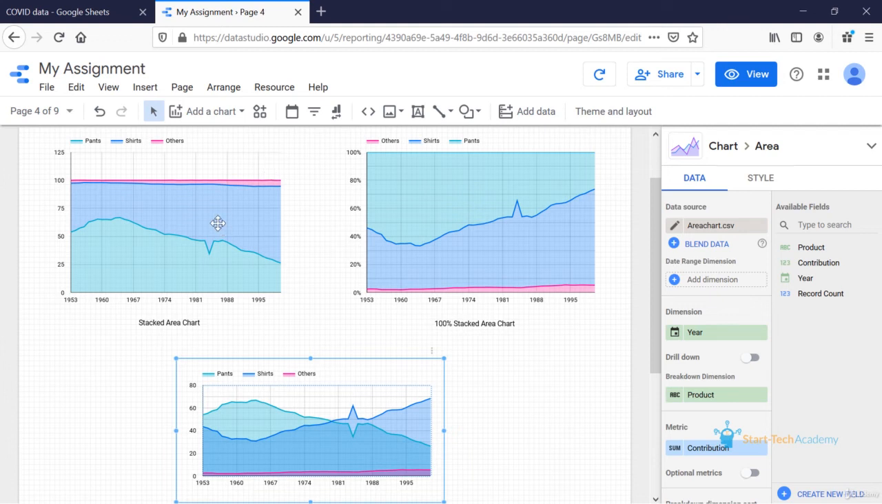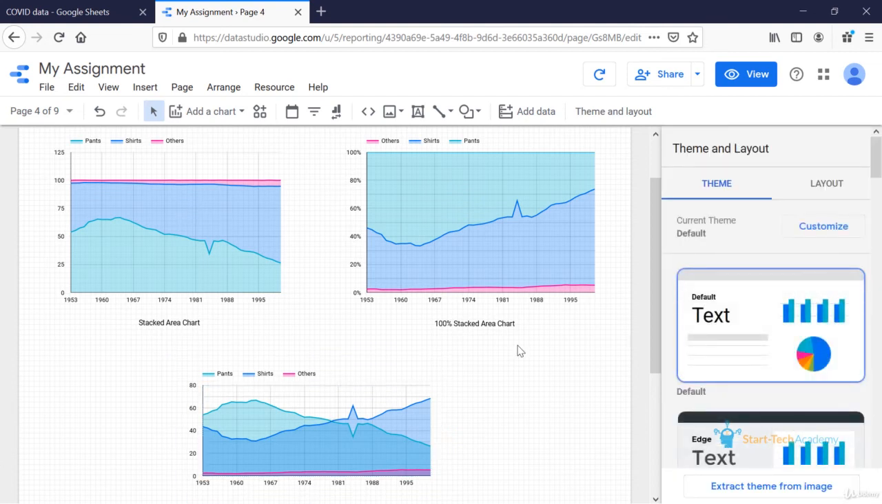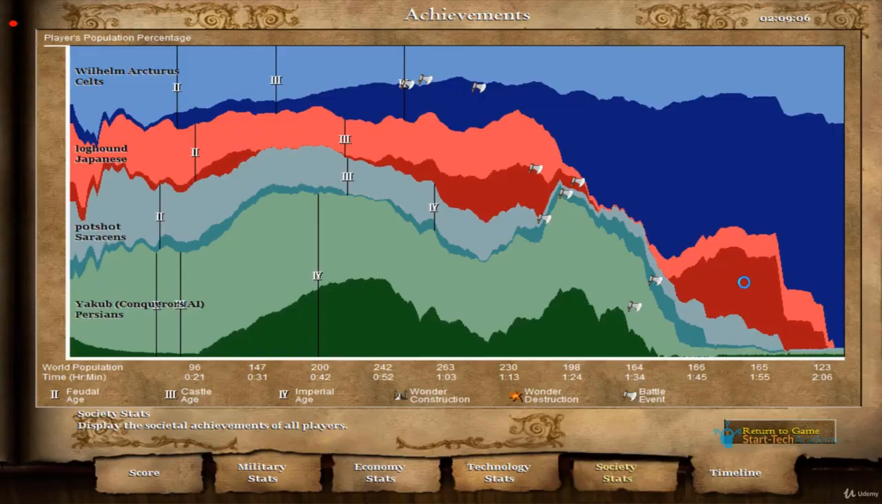Although I don't really like using area charts, I do think that stacked area charts can serve their purpose in certain situations. In fact, the first time I saw a 100% stacked area chart was during my college days when I used to play Age of Empires. It is a multiplayer strategy game in which you have to build an empire and destroy other players.